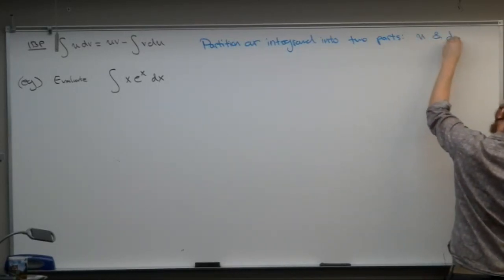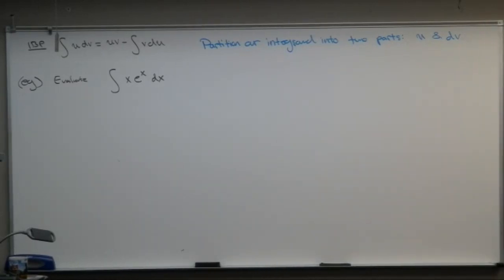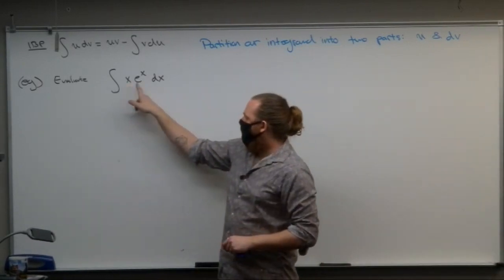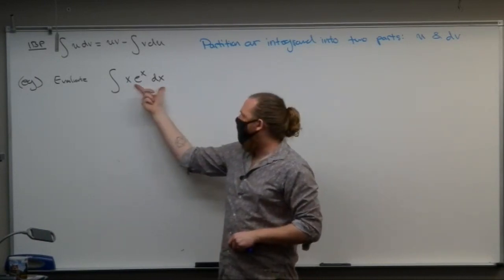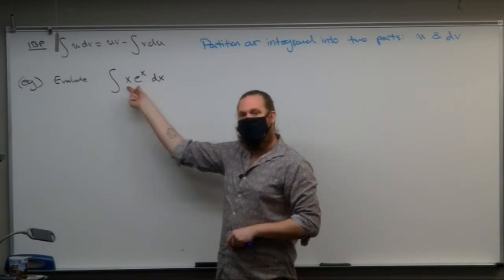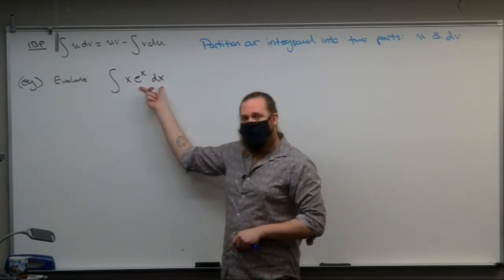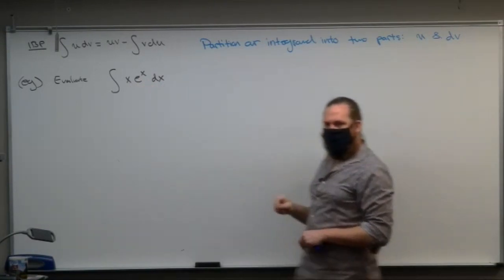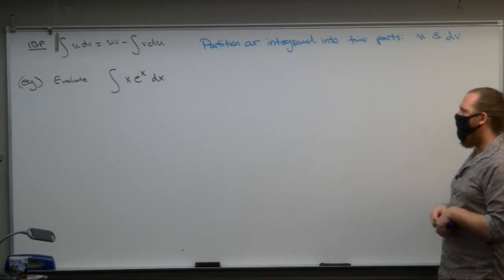U and dv. So I look at my integrand here. I've really got three pieces. I've got x and e to the x and dx. And by partition, I mean I could take e to the x dx to be one of those things and x to be the other. I could take x e to the x to be one of those things and dx to be the other. I could take x dx to be one of those things and e to the x to be the other. All right, they have to multiply to the whole thing, and there has to be no overlap between them.